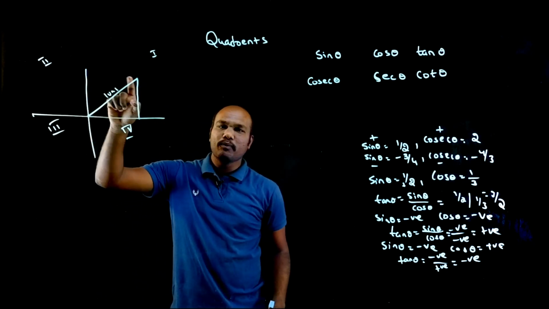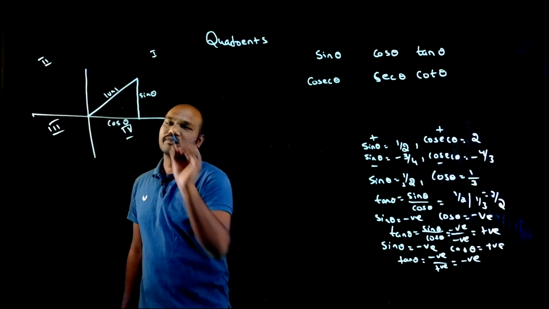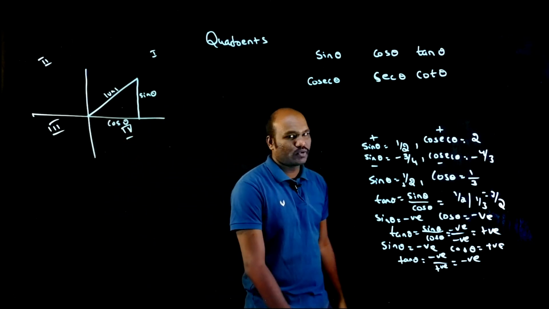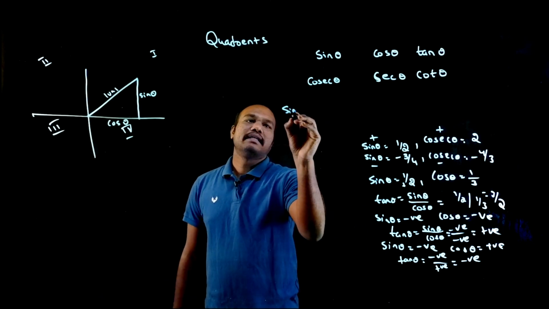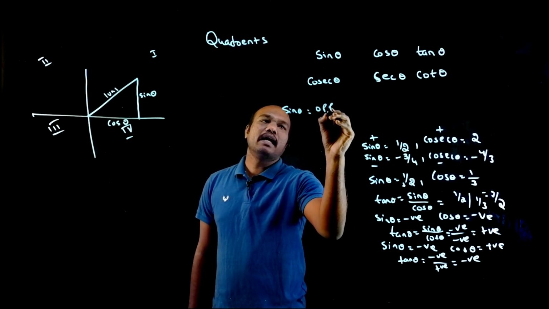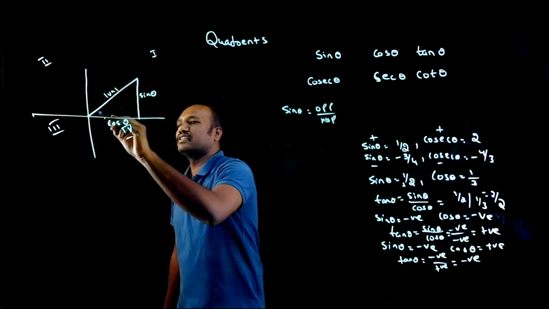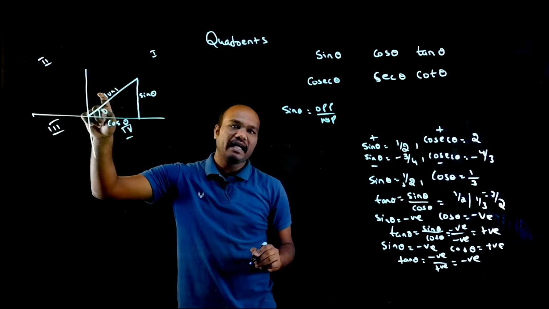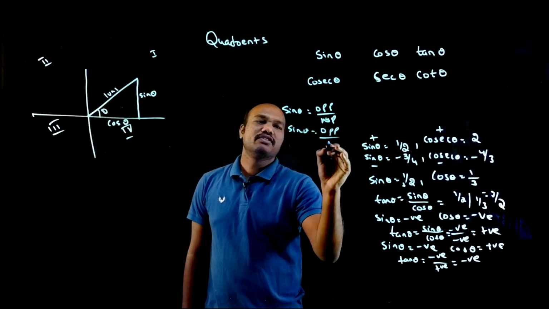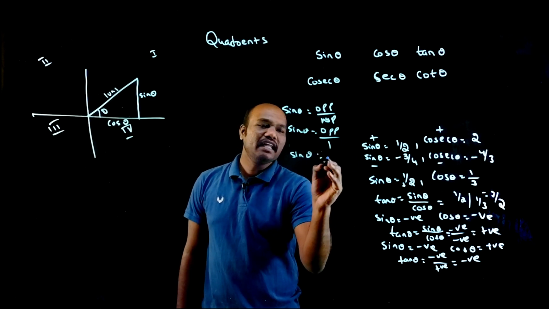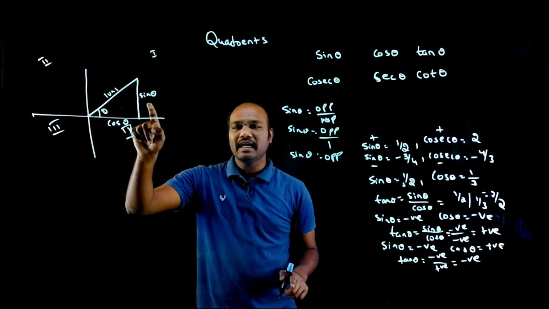If this is 1 unit, hypotenuse is 1 unit, this will become sin theta, this will become cos theta. Yes or no? Yes. Why? Sin theta is equal to what? Opposite upon hypotenuse. If hypotenuse is 1, this is only hypotenuse, this is theta, right? So sin theta is equal to opposite by hypotenuse, which is 1. So sin theta itself is opposite. Opposite means this side, yes or no?